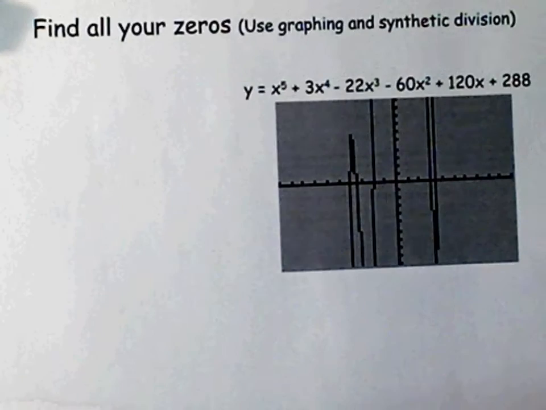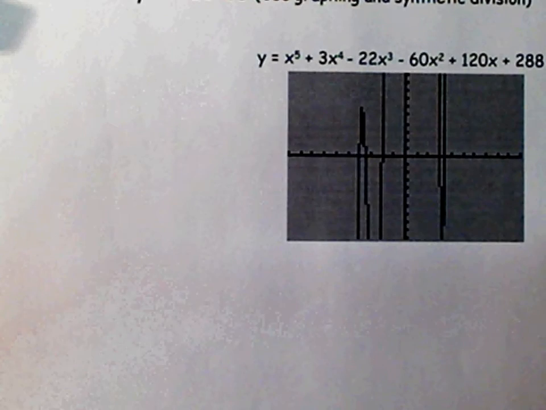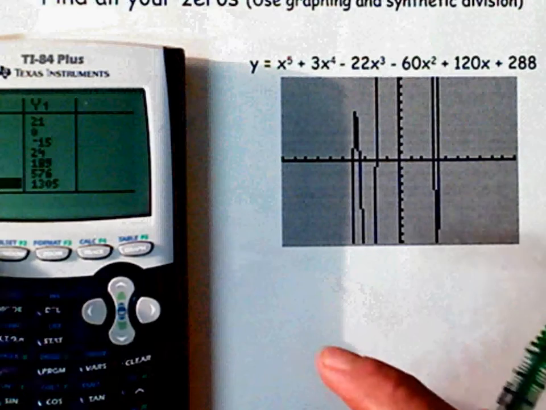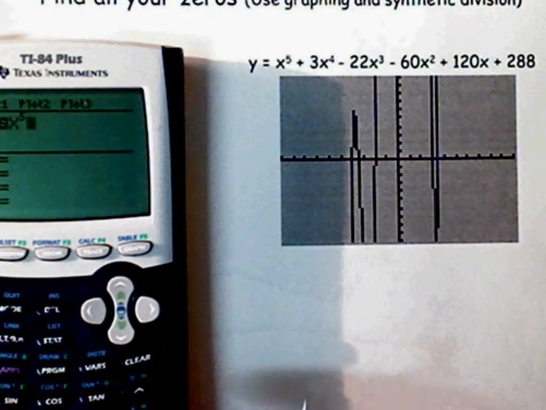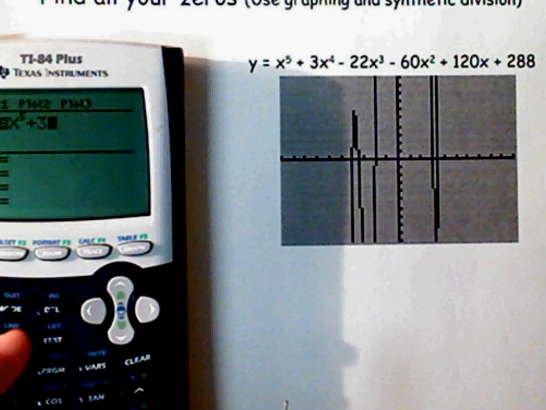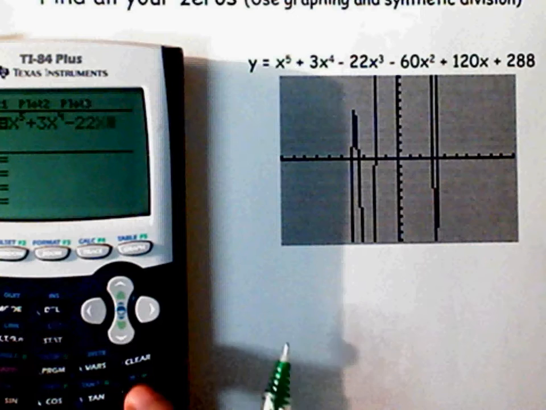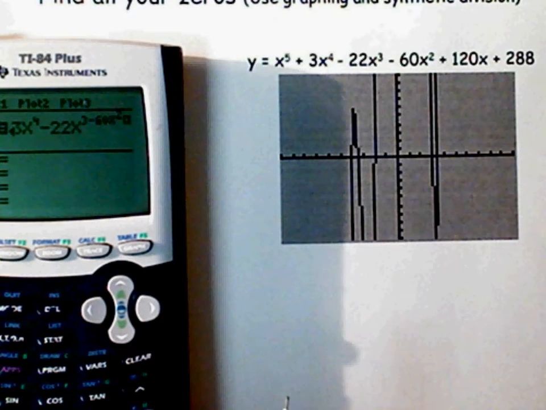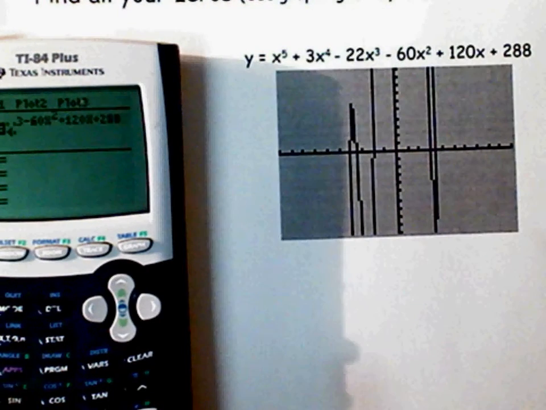All right. Let's do one that is a quintic. Hopefully there are 5 of them. You might have imaginary ones also, so you never know. All right, here we go. I'm going to go to my calculator and type this in: x raised to the 5th plus 3x raised to the 4th minus 22x raised to the 3rd minus 60x squared plus 120x plus 288. Oops.